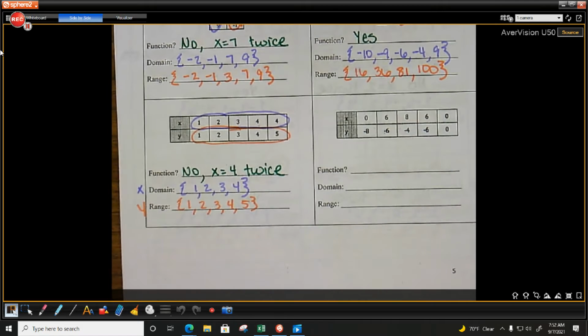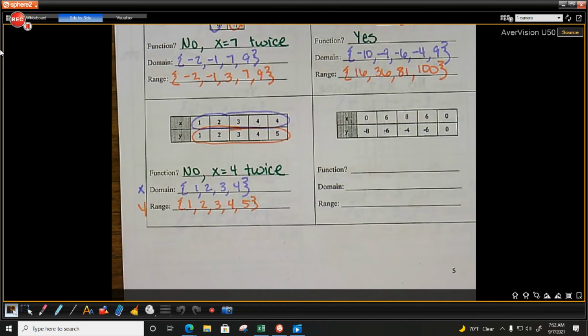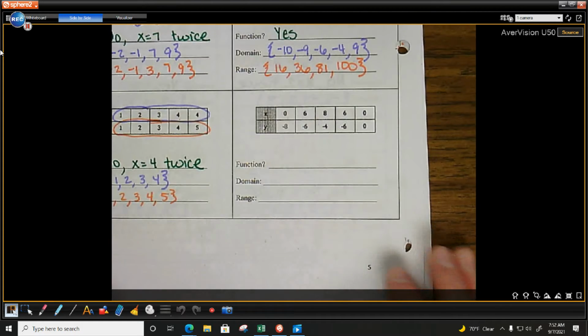Are we thinking this is pretty easy so far today? You're just listing out the values, small to big, no repeat. Okay? If you have repeat x's, you're not a function. If you don't have repeat x's, you are a function. Okay, last one. Is this a function?